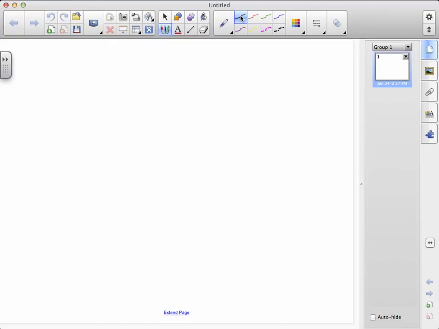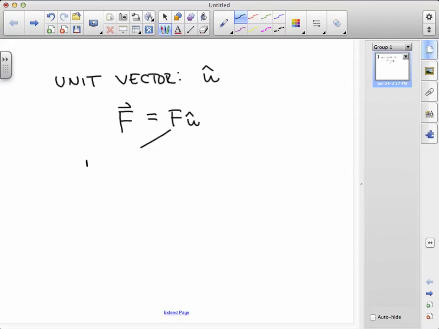A more common approach for specifying direction involves the use of unit vectors. Here we write the vector with its magnitude and direction partitioned like this. We say vector F is a magnitude F on a unit vector. So the magnitude is here, and the orientation or direction is here.